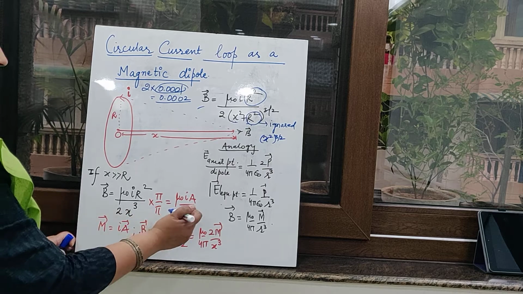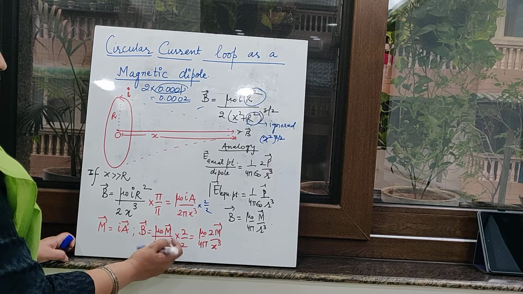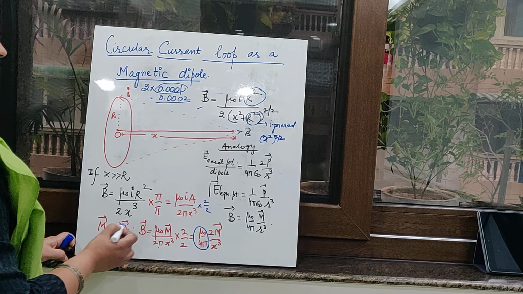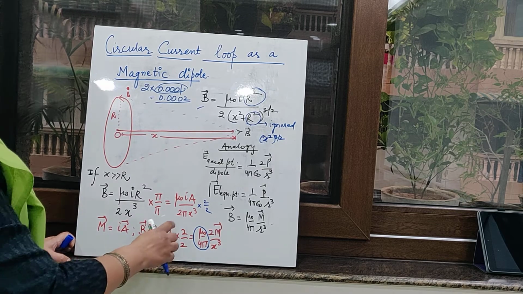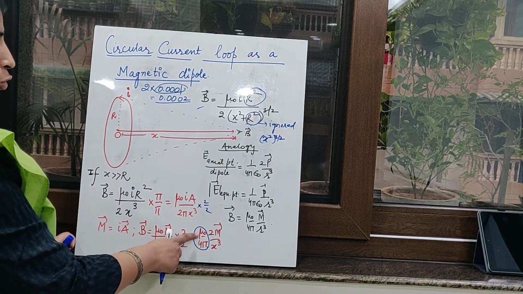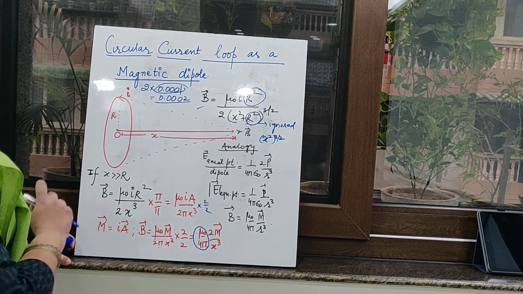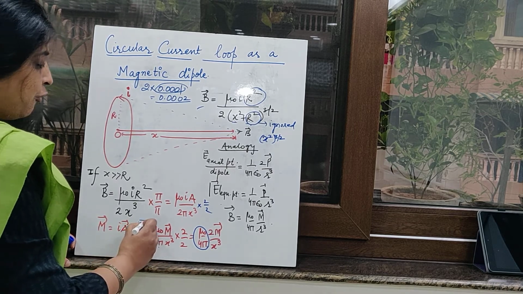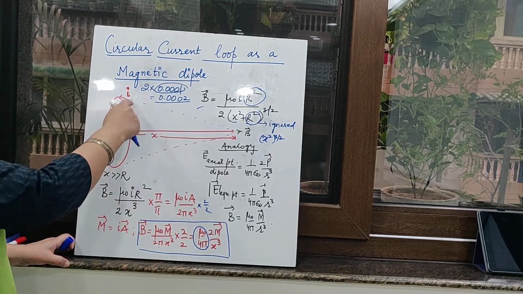Now we can also multiply and divide it by 2 as I have done here. So this will make mu naught by 2 pi as mu naught by 4 pi, and we have done this because we know that mu naught by 4 pi is a constant whose value is 10 to the power minus 7. And so multiplying it and dividing it by 2, we get mu naught by 4 pi 2m by x cube. So 2m by x cube. Now this expression is the expression for the magnetic field due to a current carrying circular coil at a very far off point.